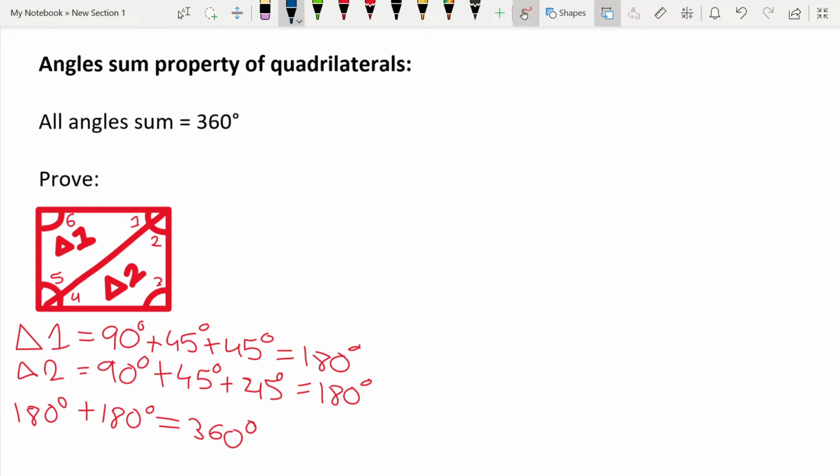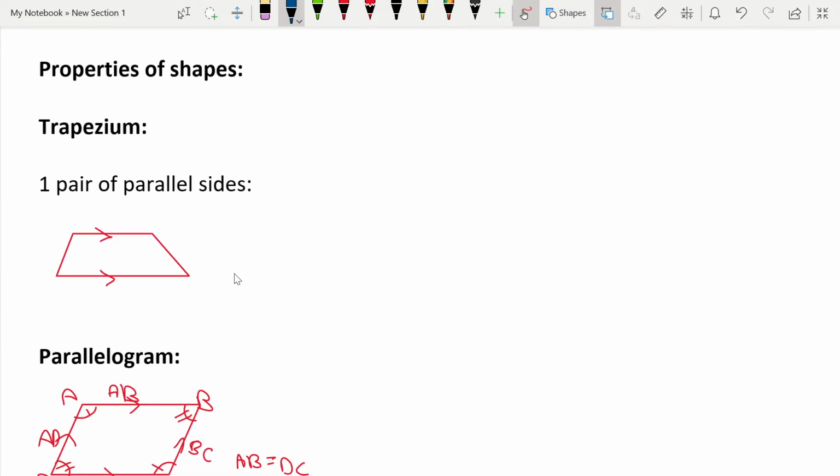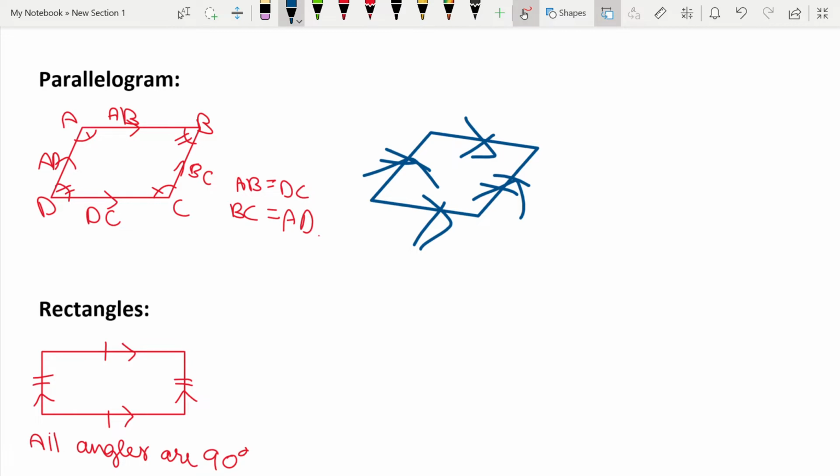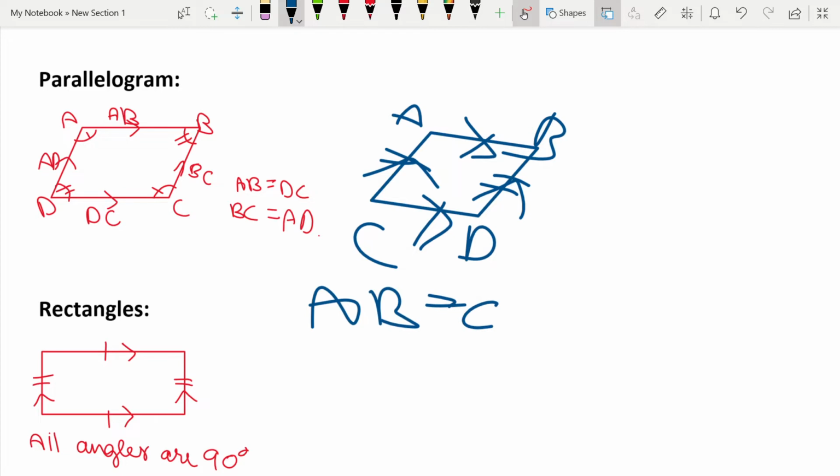So let's move on. Properties of some shapes. In a trapezium, one pair of parallel sides, so we've got this one and this one parallel. Parallelogram. What are the properties of a parallelogram? Let me draw a better one. This is equal to this and this is equal to this. This is parallel to this. Easy. And if we've got A, B, C, D, then AB will be equal to CD, and BD will be equal to AC.